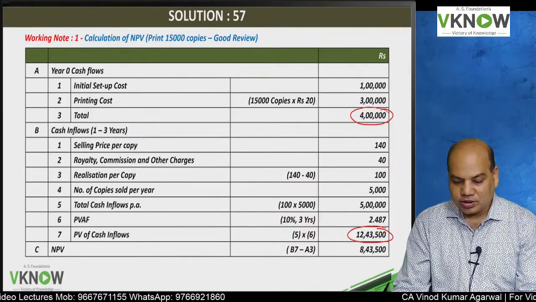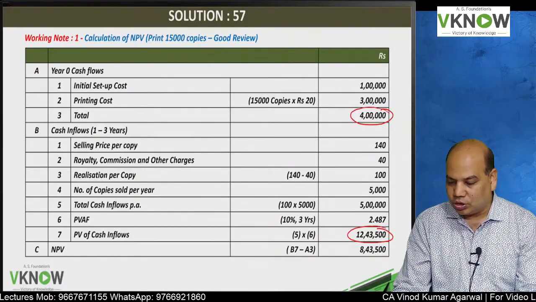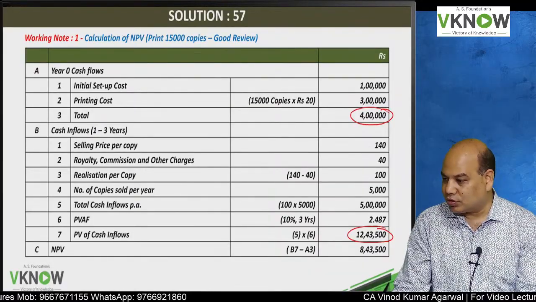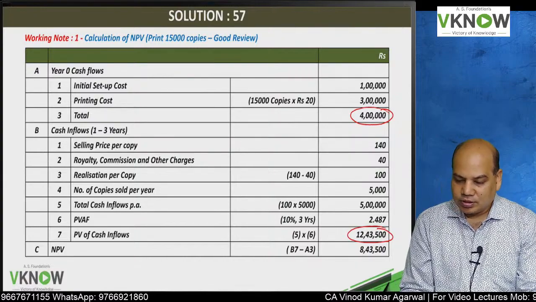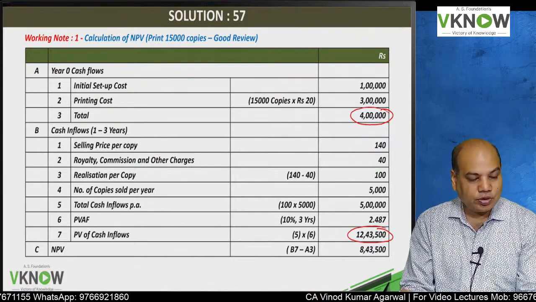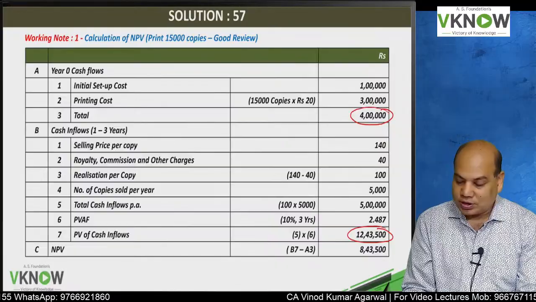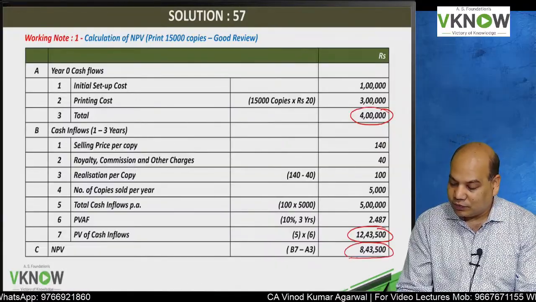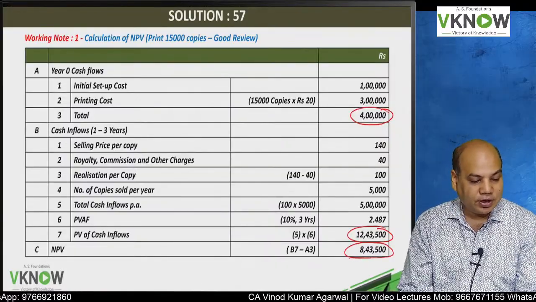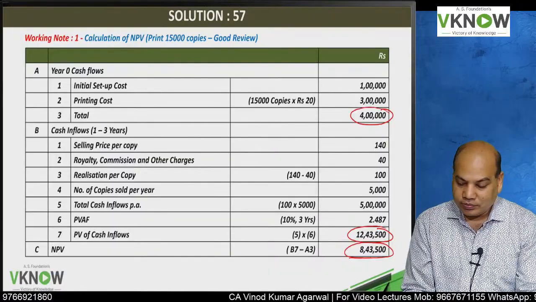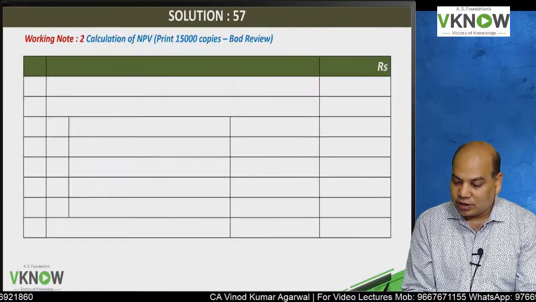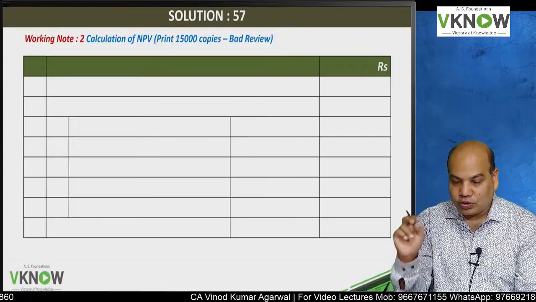What more do you want me to write? Do you think I have missed anything, including comma, full stop? So we have written everything. Even the institute has not presented that well. You can see below, their answer is 8,43,500, but it is difficult to interpret their answer because they have directly written numbers. Now we'll go to working note 2.